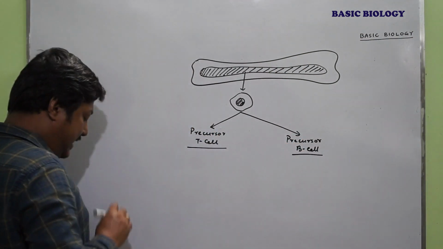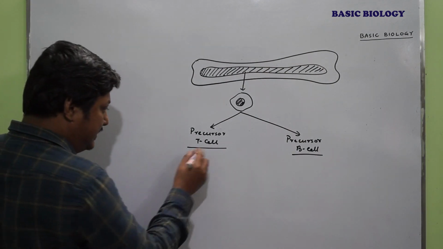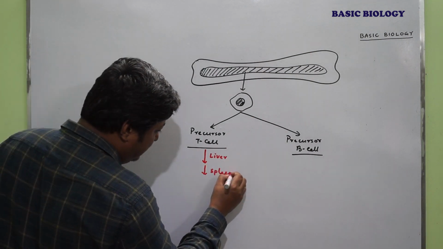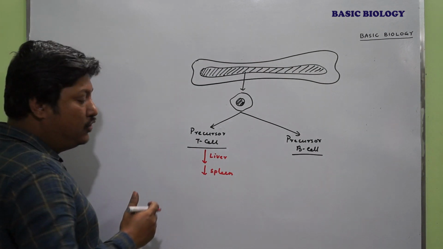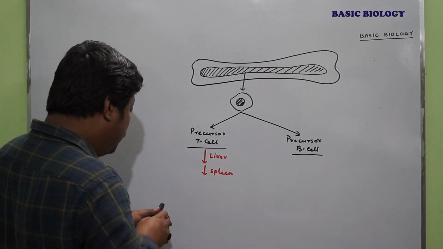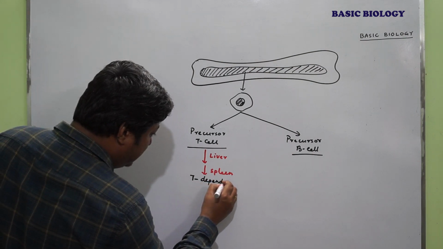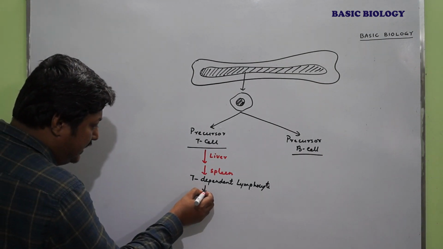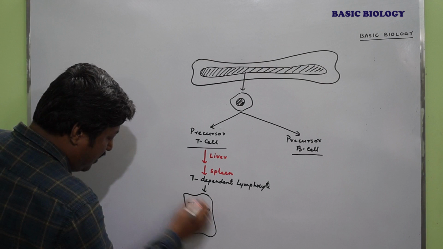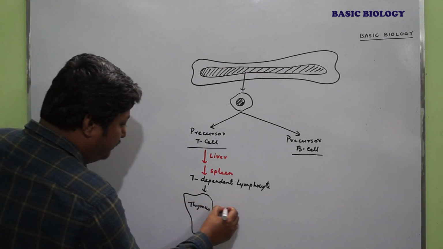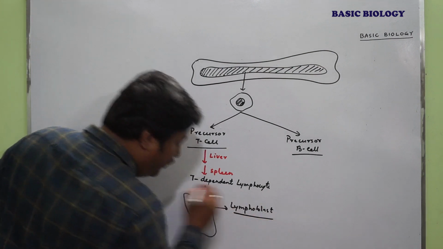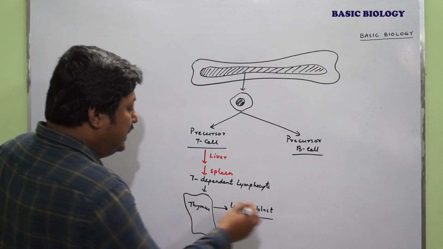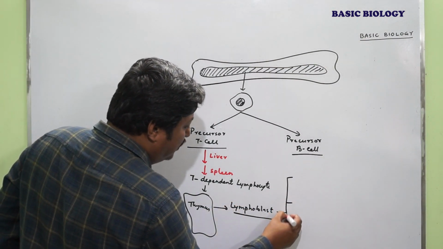This precursor T cell undergoes a series of changes and passes through the liver, then the spleen, where it is processed to form a specific type of cell known as thymus dependent lymphocytes, and enters into the thymus, where it matures to form lymphoblast. And these lymphoblasts, when stimulated by a specific type of antigen, can differentiate into three types of cells.